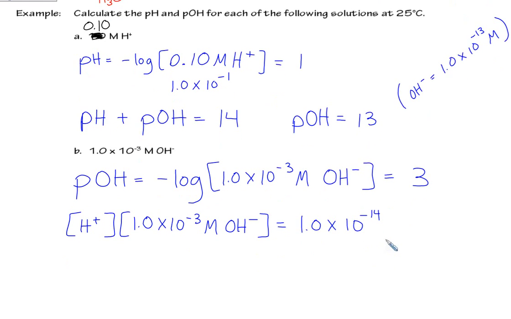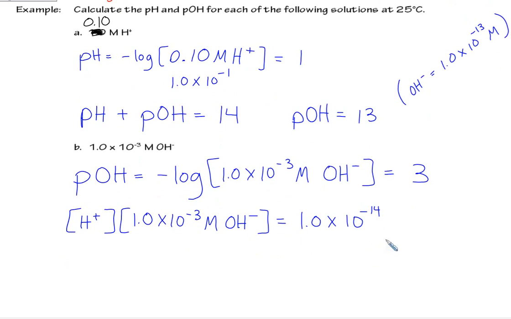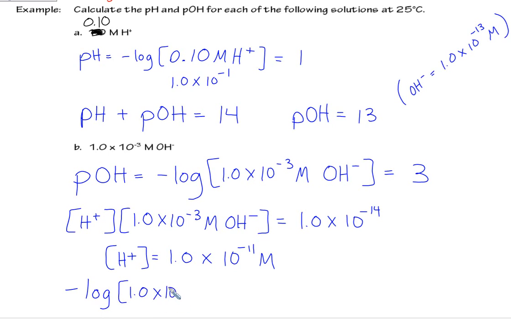And then you could solve this for hydrogen. Well, this would be fun. The hydrogen concentration is 1.0, oh, what do you know, times 10 to the negative 11. And then I could go opposite log. Well, this just seems like a lot of work, doesn't it? But I at least want to show you it's an option. Then you could go opposite log of 1.0 times 10 to the negative 11. That's the hydrogen concentration. And either way, your pH is 11.